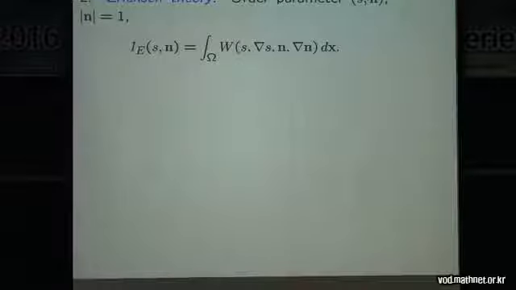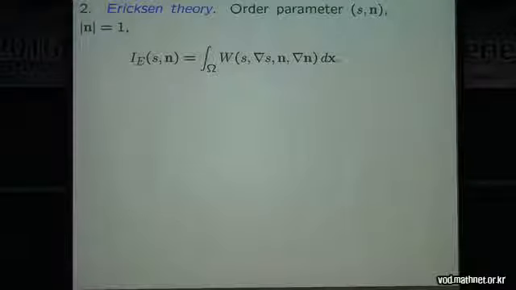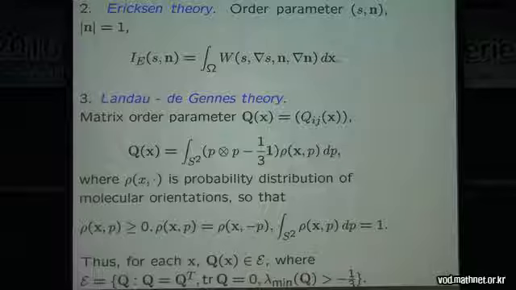Okay, in the Ericksen theory, you add another variable s, which is a scalar that is supposed to give you the degree of order. So s equals 1 would be perfectly oriented molecules. s equals 0 is completely disoriented molecules. So now you've got a 3-dimensional order parameter, and the energy functional is allowed to depend also on s and the gradient of s. And then most popular among physicists is the Landau-de Gennes theory.